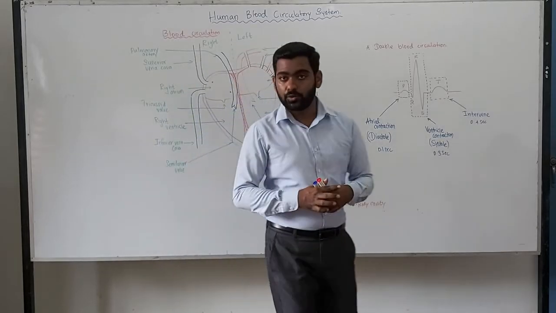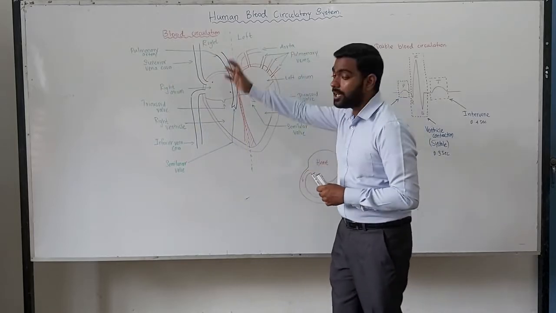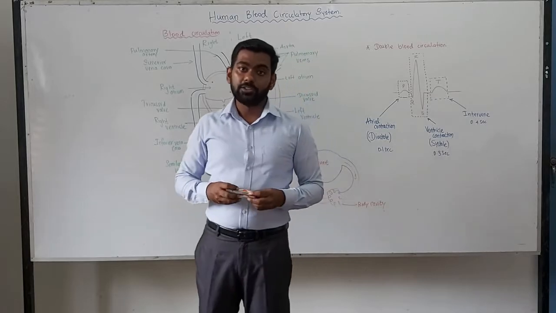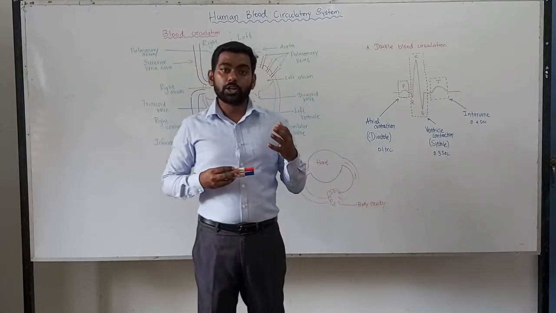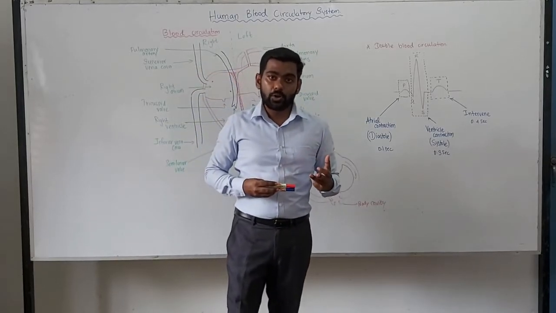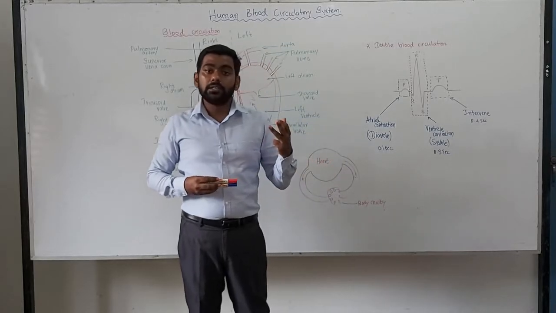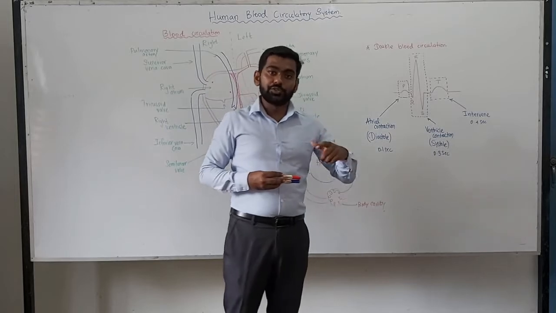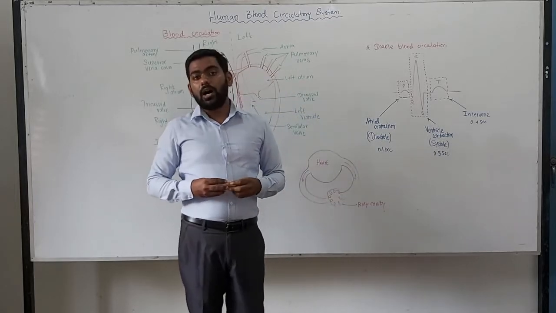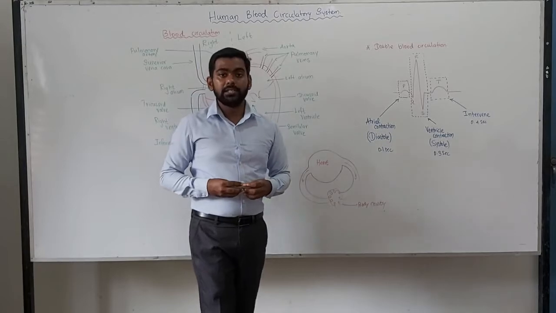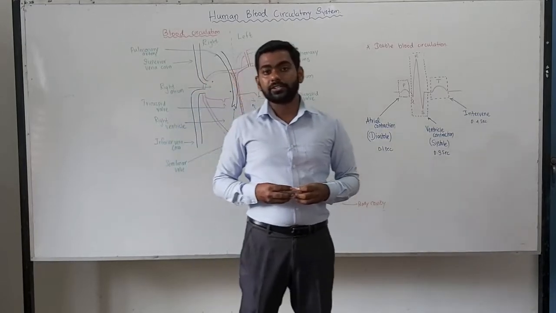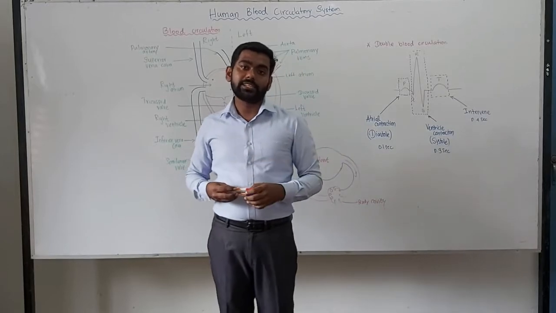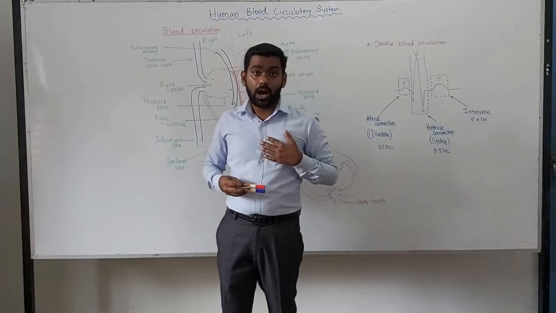I hope you understand these 2 things, and this entire workout is called the cardiac cycle. It includes the atrial contraction or diastole, and ventricular contraction or systole, and relaxation. These 3 things together we call the cardiac cycle. Right? One cardiac cycle takes 0.8 seconds. That means we call it one heartbeat.